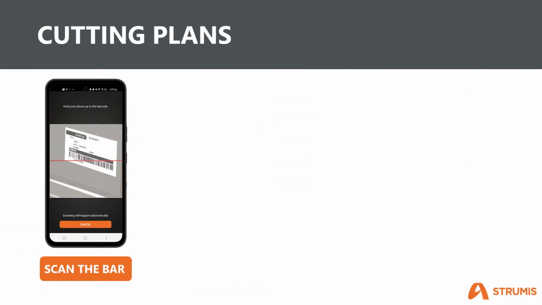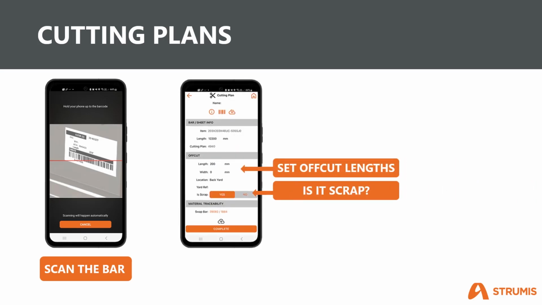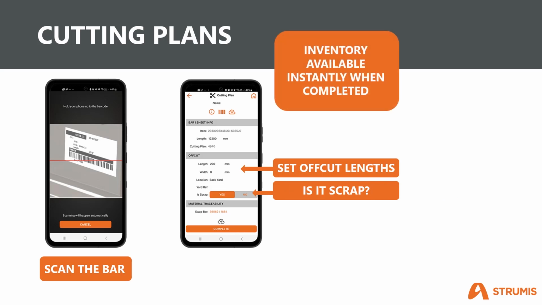Imagine being a saw operator, scanning a barcode on a cut list or the inventory itself, specifying the actual drop length from within the app, having a raw material consumed from the inventory, and then the drop being available immediately for nesting. We thought that was pretty cool too.